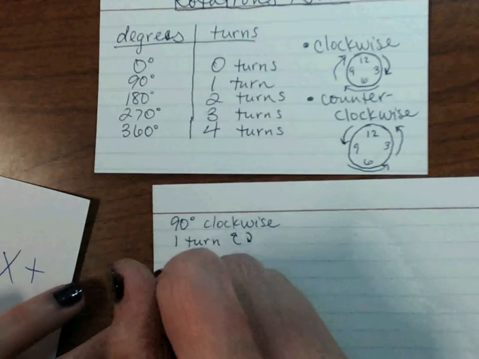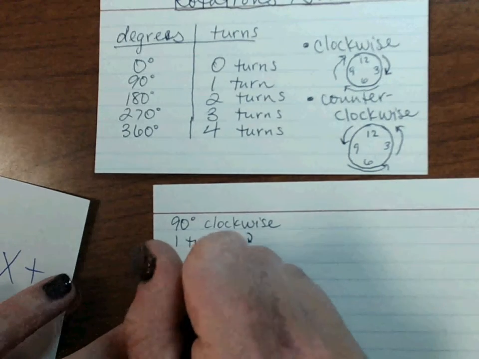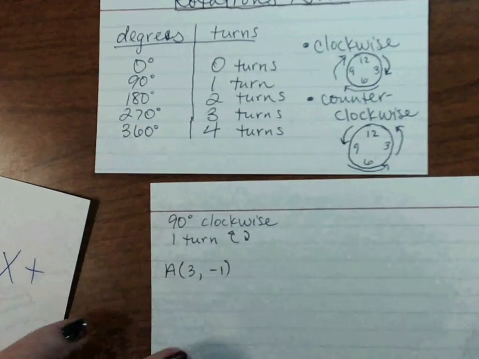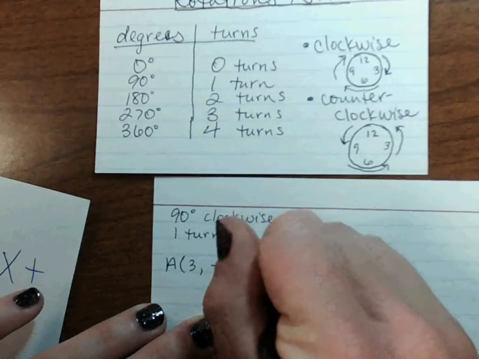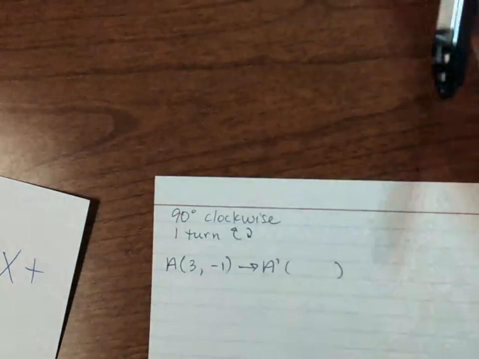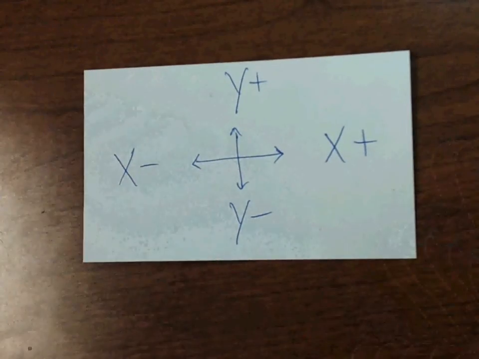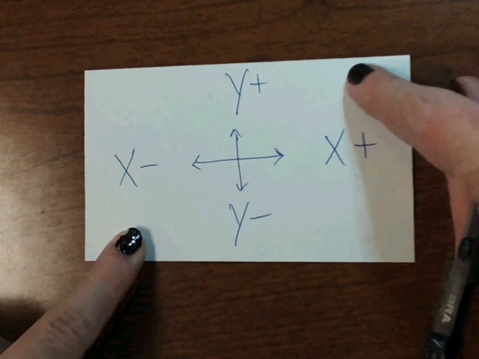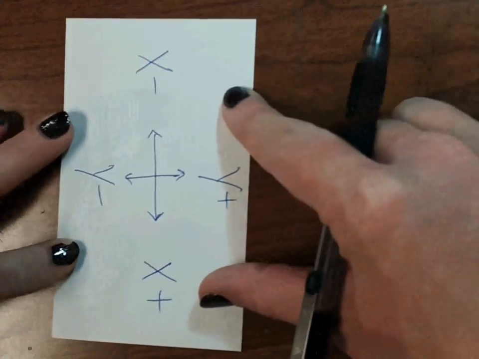Now I'm going to just make up a random point. I'm going to start with point A, which will be (3, -1), just because I made those up. And I am going to rotate to get point A prime. Now, when I do the rotation, I'm going to go back to my note card here. I am going to take my note card and I am going to rotate it 1 turn clockwise. So now the orientation of my note card has changed.